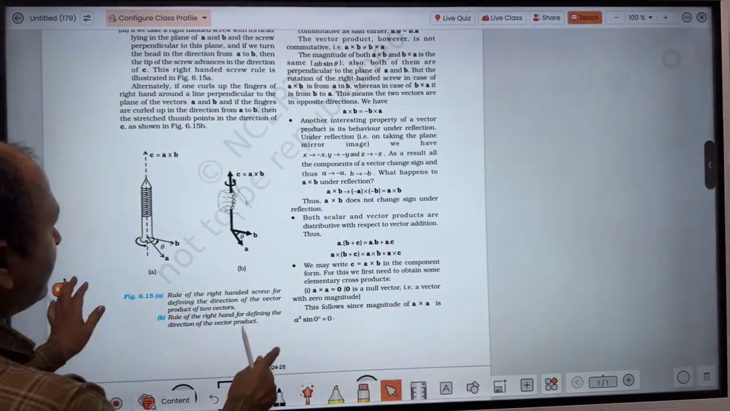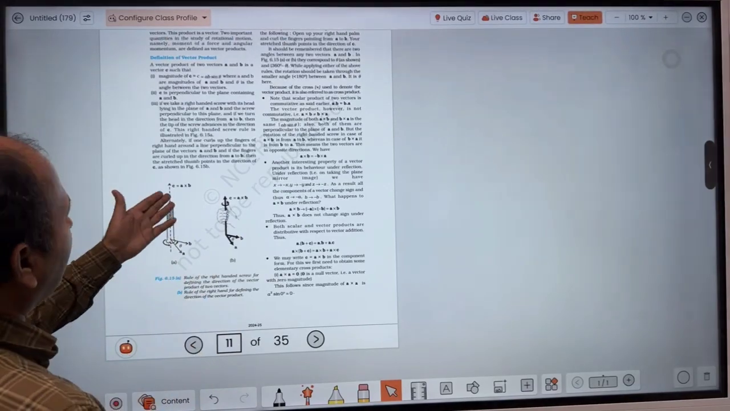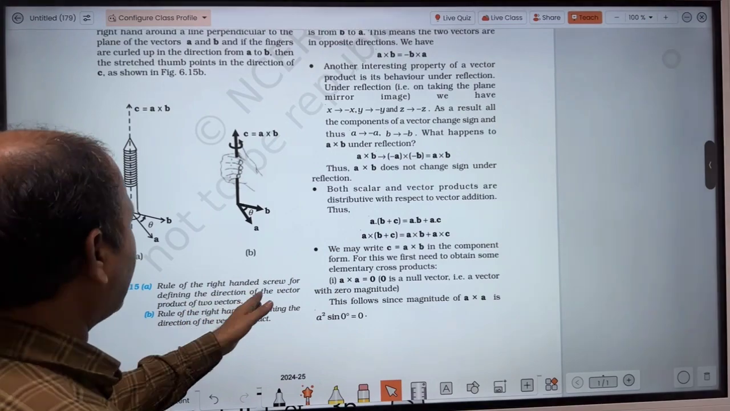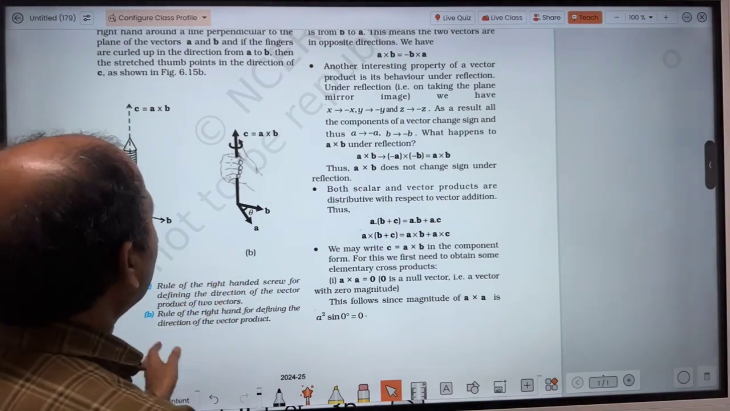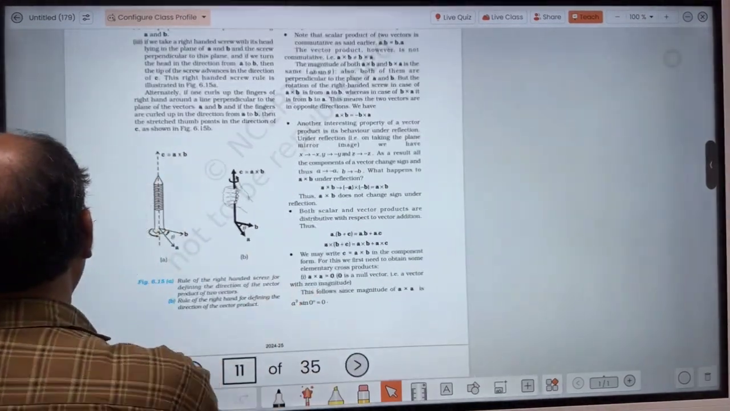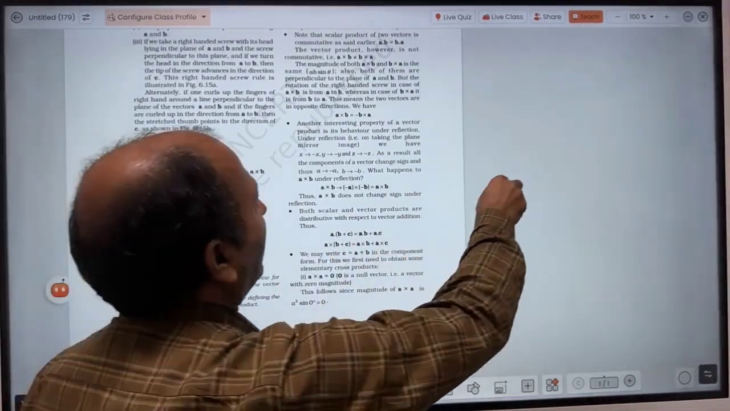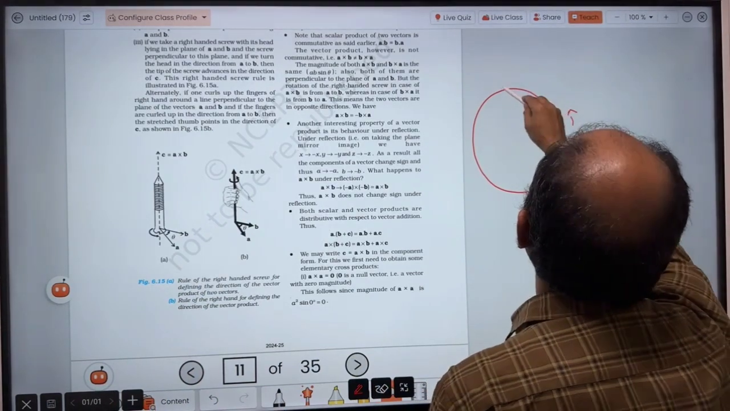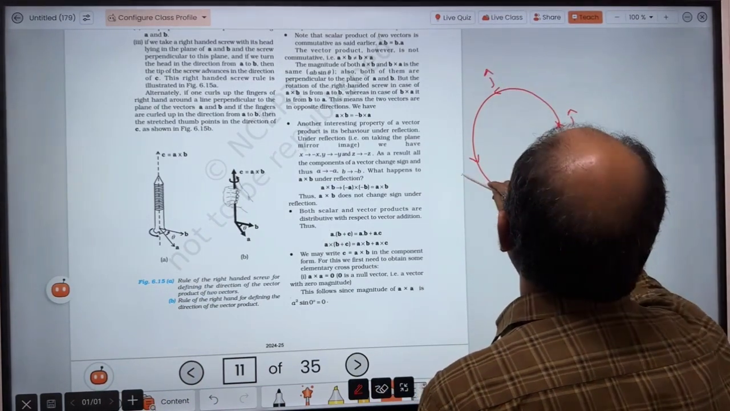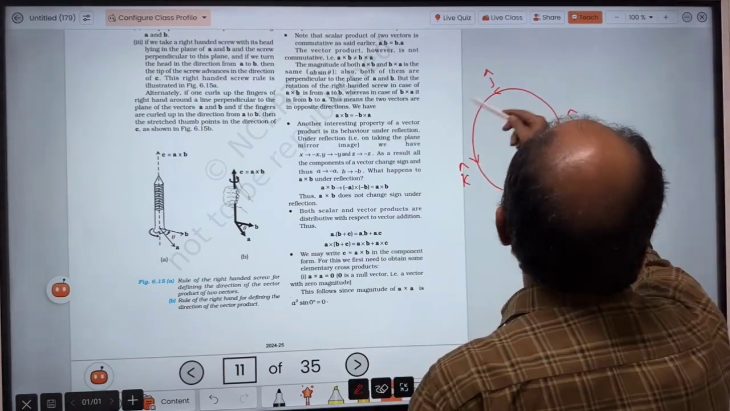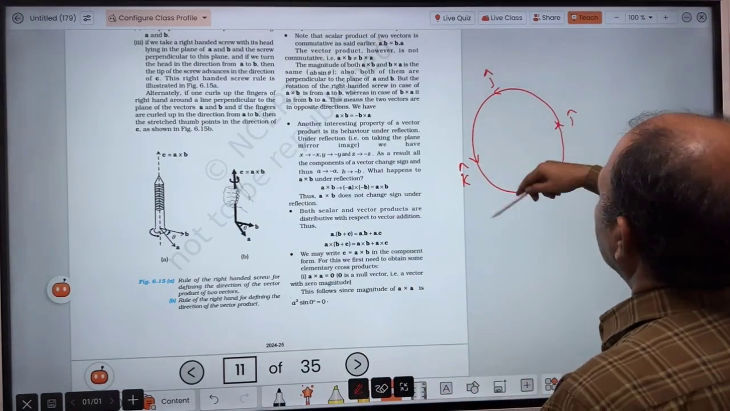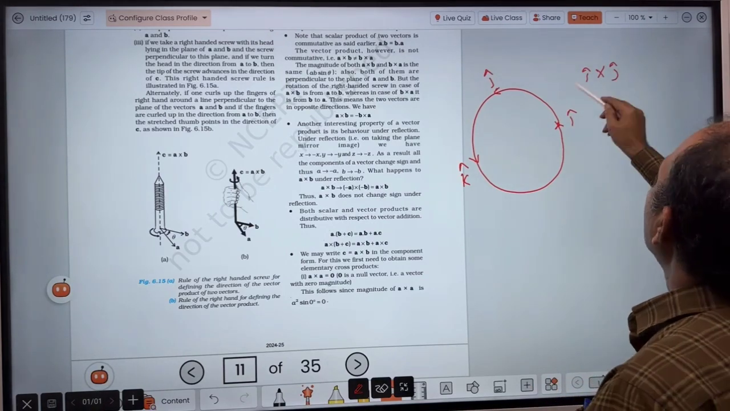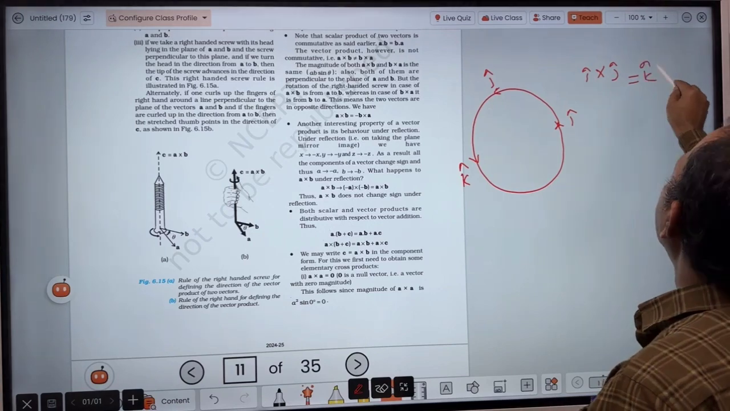Now, the same thing is shown here. A cross B is shown here by the rule of right-handed screw for defining the direction of the vector product of two vectors. Instead of this, there is a very simple rule you should memorize: you just write in circular order. Suppose you write here I cap, then J cap, then K cap. If you move in the direction of arrow and you take cross product, then the third vector will be the result. Like if you write I cross J, you are moving in order, you will get K cap, right?